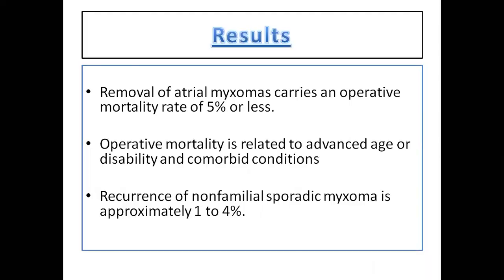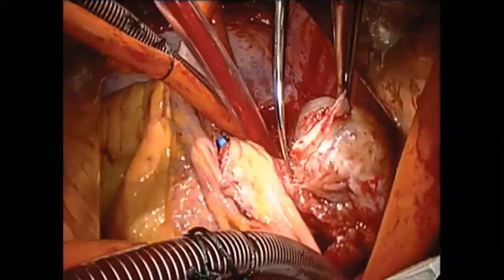Removal of the atrial myxoma carries an operative mortality of 5% or less. The mortality is usually related to advanced age and other comorbidities. Recurrence of non-familial sporadic myxoma is about 1 to 4%. So this is a large left atrial myxoma.